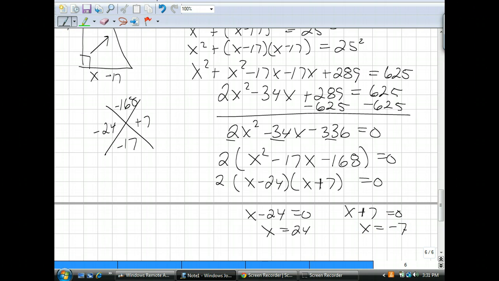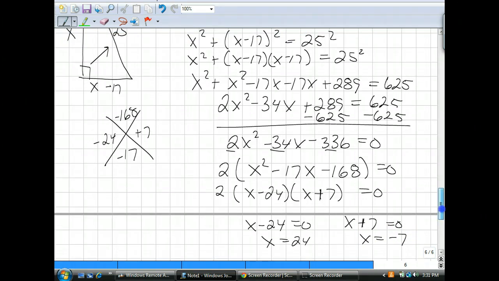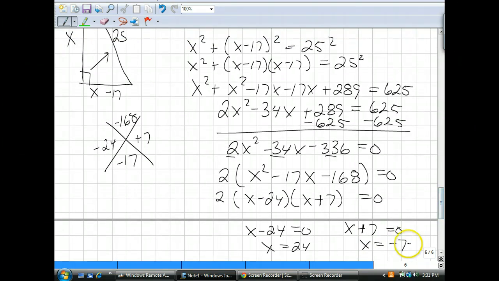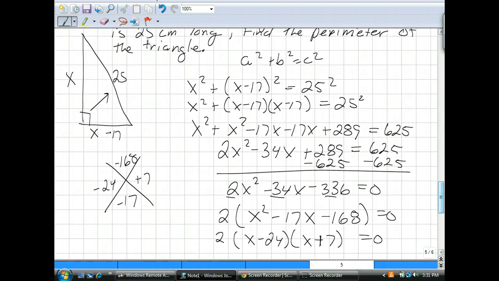Okay? Now, again, is it possible for one of the legs to have a length of negative 7? No, it's not. So we have to reject that one. So the only value you can use for x is 24. So now we're going to go back, and this is 24. This is going to be 24 minus 17. 24 minus 17 is 7.